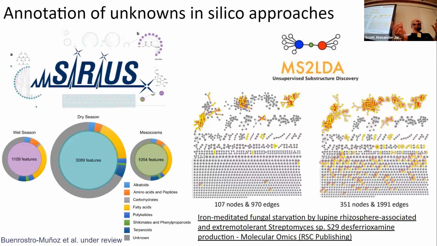But then I gave it the substructures that would be present in those compounds, and I went to MS2LDA and reran it. And then I was able to come back and say, now it comes back as 351 nodes potentially have those substructures. So I've instantly tripled the amount of potential annotations that are responsible for the compound class that I want to hunt for. So these in silico approaches are super powerful to start annotating this unknown space. And that's all I have for you.